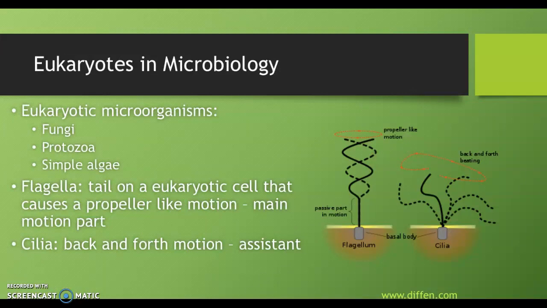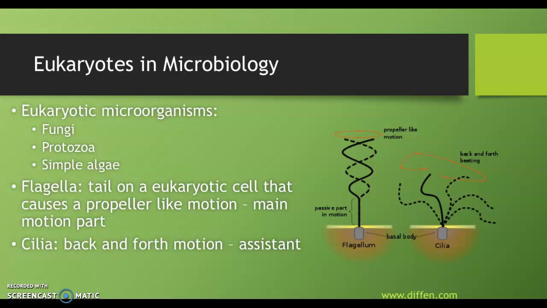Most eukaryotes are present in larger organisms, but sometimes they are in microorganisms. The eukaryote microorganisms are fungi, protozoa, and simple algae. Flagella and cilia are two important components of eukaryotic cells. Although prokaryotes have a flagella as well, they have a different purpose in eukaryotic cells.